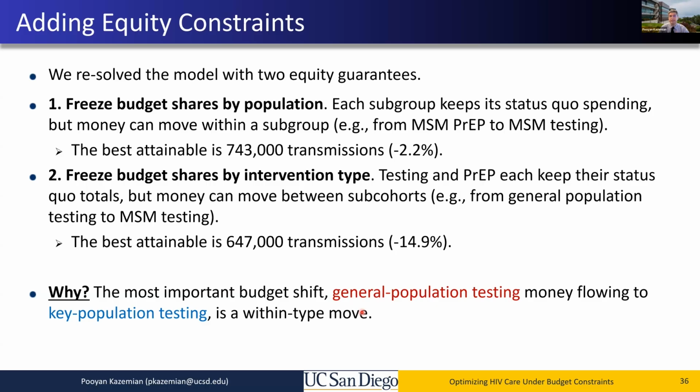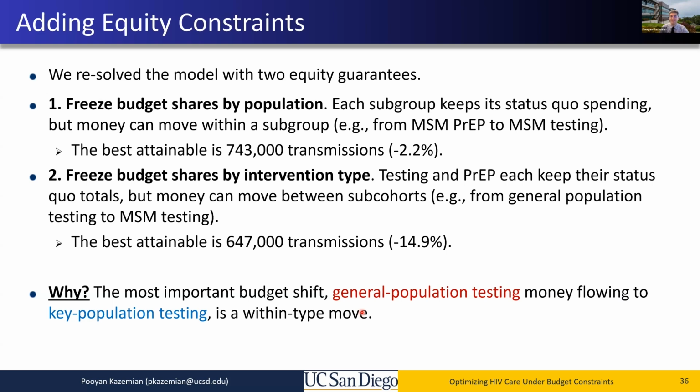The other equity constraint that we added separately is freezing the budget shares by intervention type. So here we said that testing and PrEP should keep their status quo totals, but money can move between subcohorts. So, for example, the total money that we spend on PrEP in South Africa should stay the same, but we are okay with moving PrEP from young women to MSM or from MSM to young women, right? If we add this equity constraint, the best attainable bundle achieves 647,000 transmissions, which is about 15% lower than the status quo. So this is very interesting. Freezing budget by intervention type is fine.